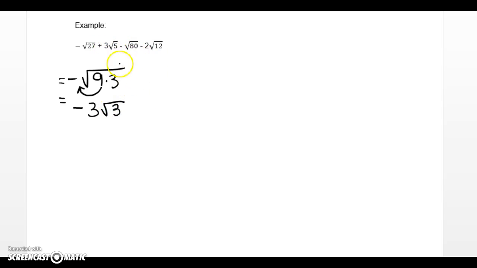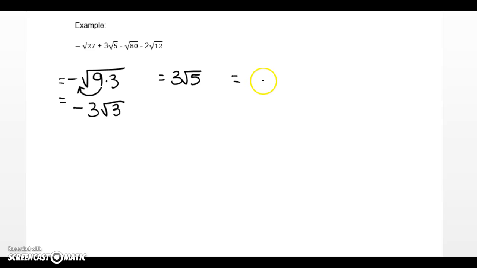Then we have the 3 root of 5. So 3 square root of 5. That is actually in simplest terms already, because 5 is a prime number. It is not perfect, meaning we can't square root that number. So this one here is actually all good to go. Then we can look at this negative 80.